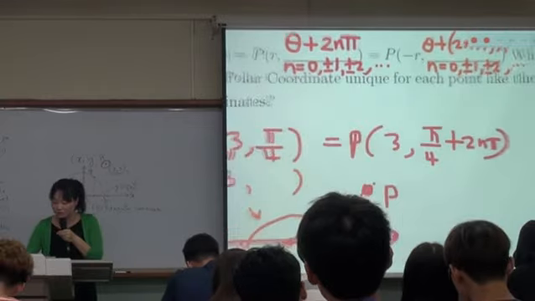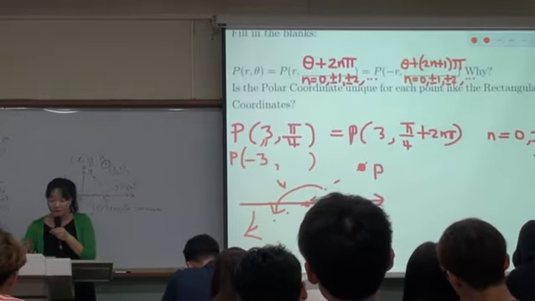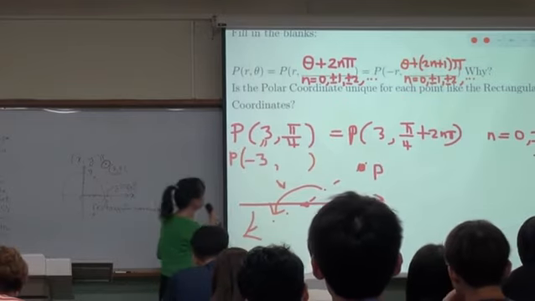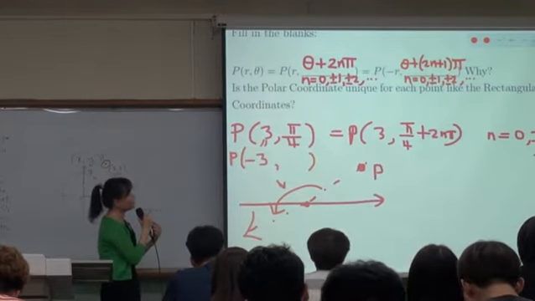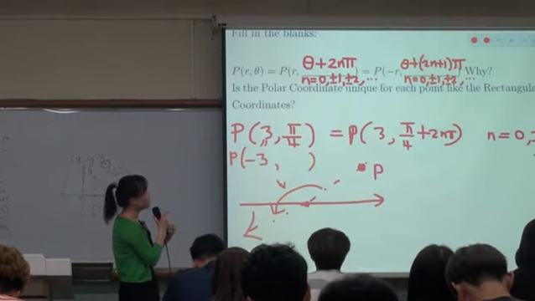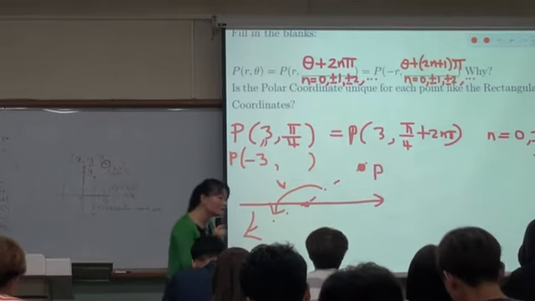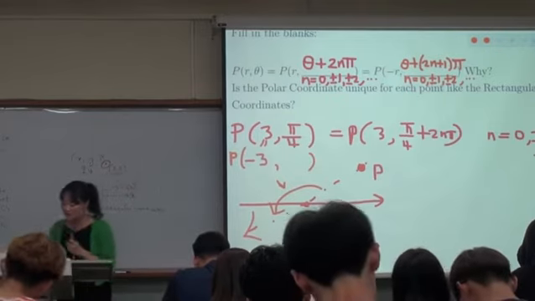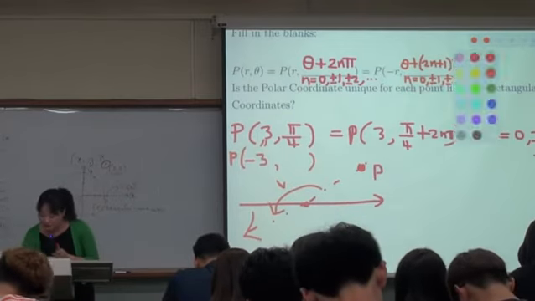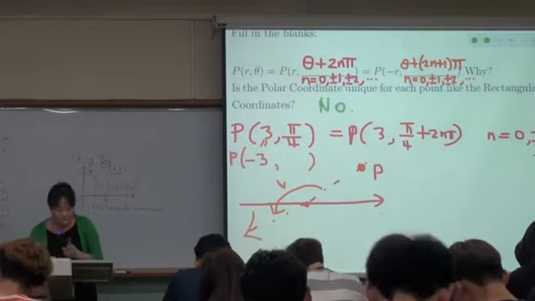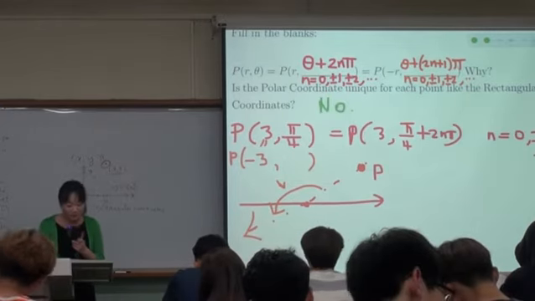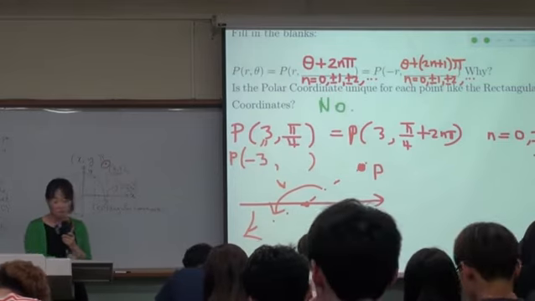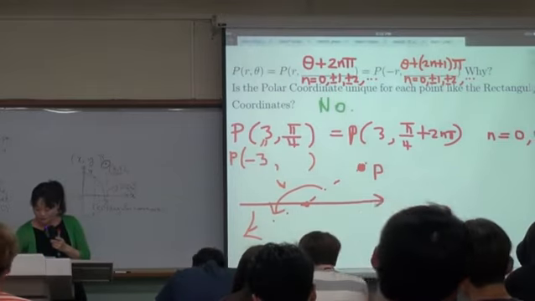Okay, so let's read here. Is the polar coordinate unique for each point like the rectangular coordinates? The answer is no. Infinitely many representations are possible. No. Any question? Okay.